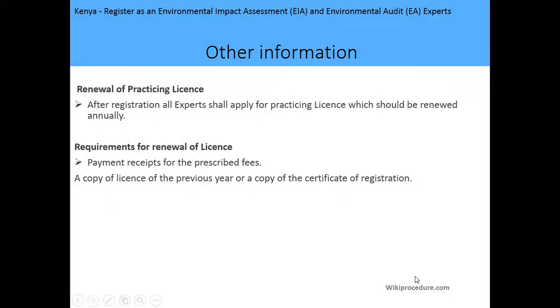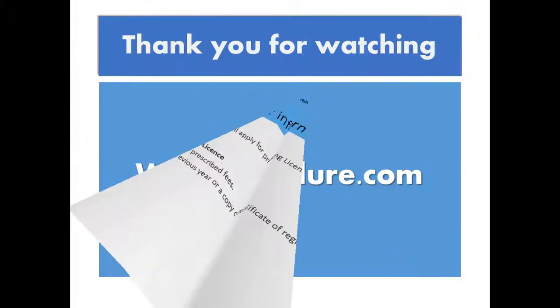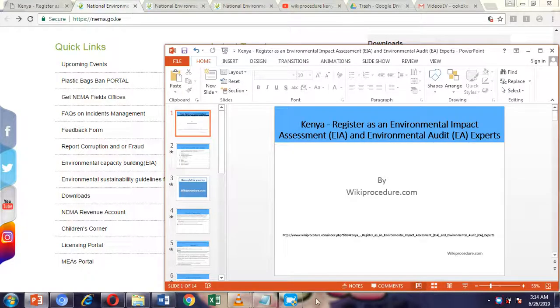Other information is the renewal of the practicing license. After registration, all experts shall apply for a practicing license, which should be renewed annually. The requirements for renewal of the license are payment of the prescribed fees receipt, and a copy of the license of the previous year, or a copy of the certificate of registration should be submitted with the renewal application.